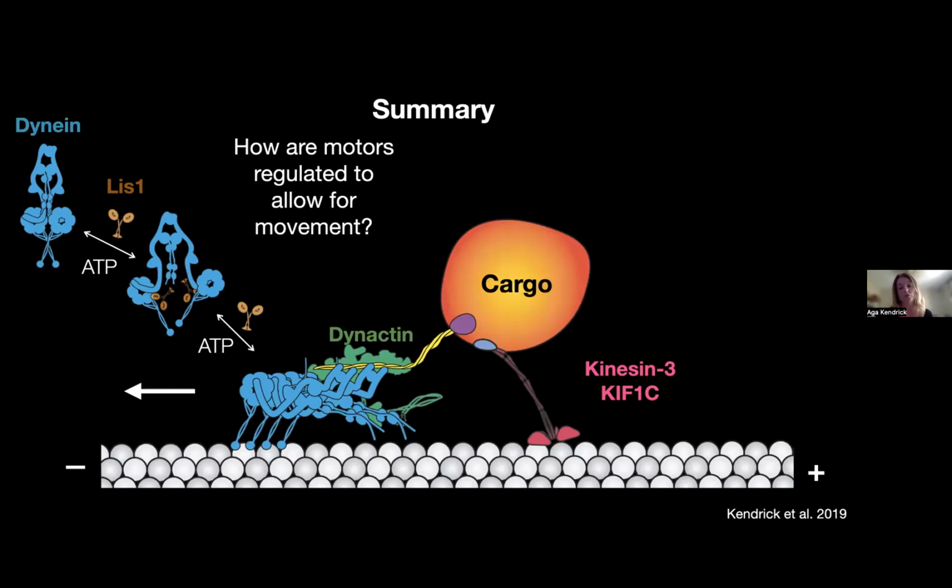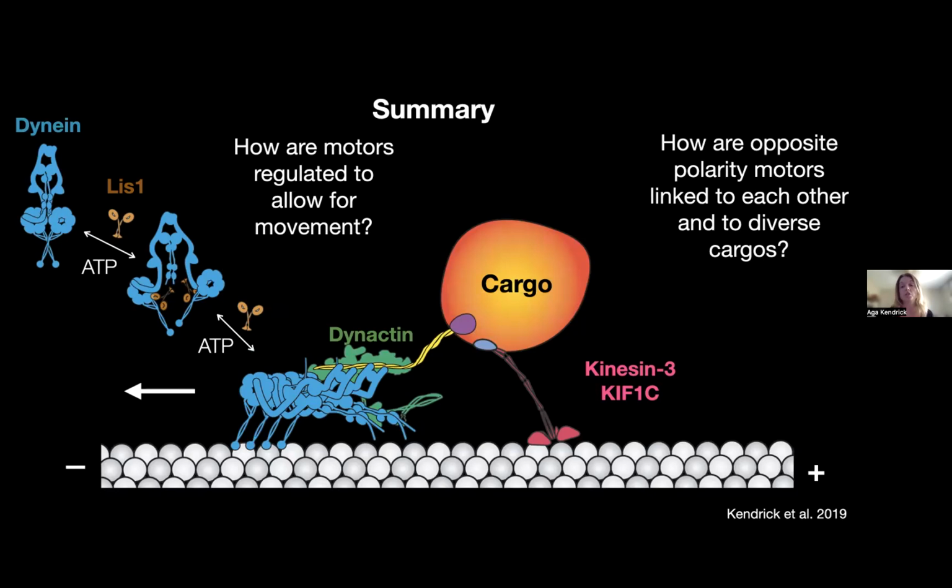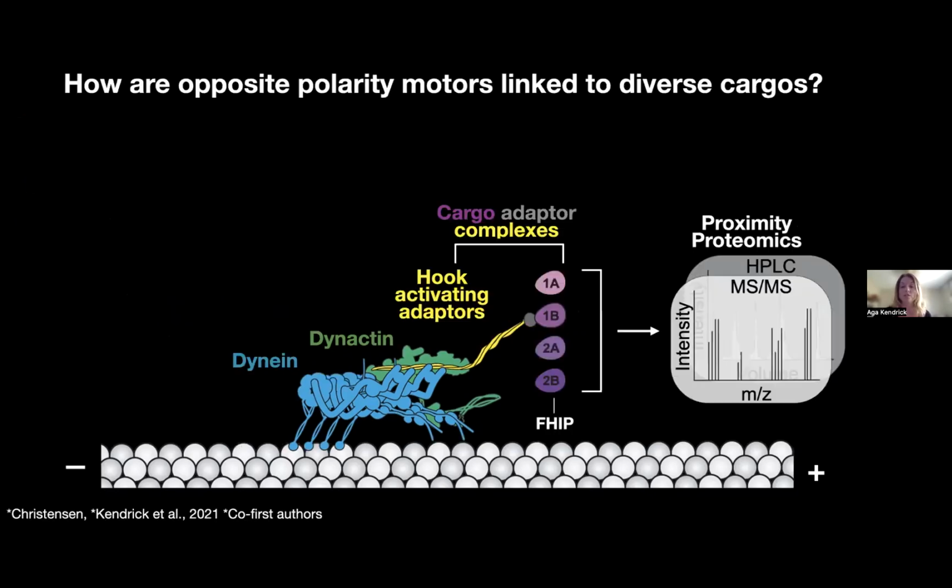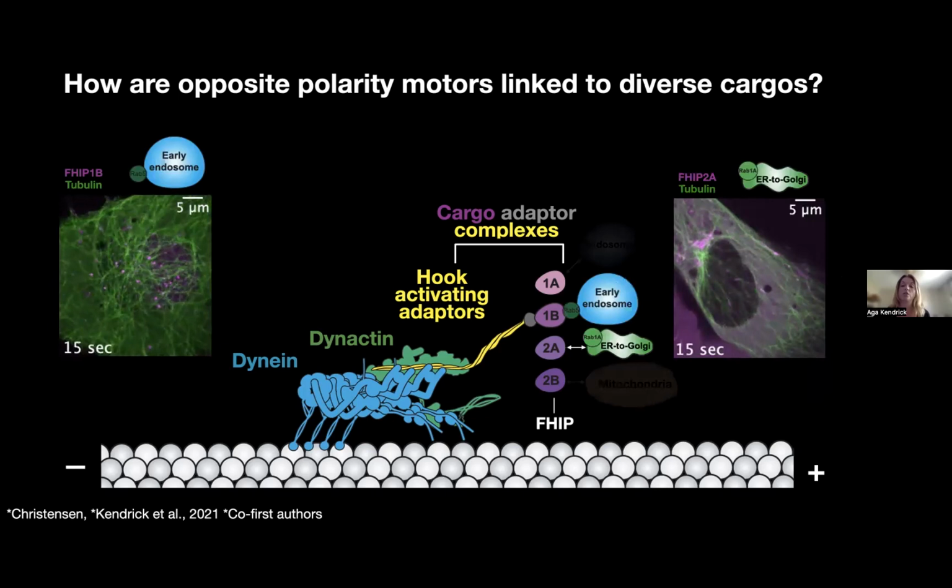to talk about this, but I've also investigated regulation of kinesin-3 KIF1C. It's shown that this is an active motor. But what I want to focus on for the last couple minutes of my talk is how our motors link to each other and to diverse cargo. So to answer this question, I used a proximity proteomics approach where I looked at the HOOK family of activating adapters and identified different cargo adapter complexes, a family of different cargo adapter complexes. And my analysis also revealed different cargos that these complexes are linking to.